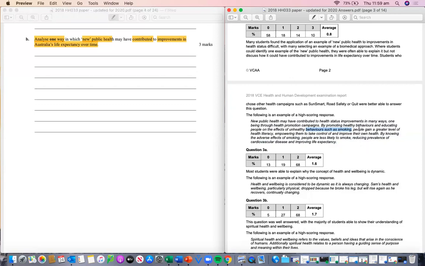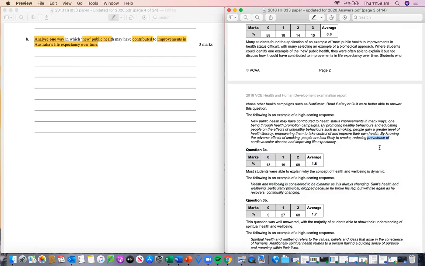Then we looked at obviously the improvement here as well. So people gaining a greater level of health literacy, again focusing on this area about taking control of their own health, and then obviously the flow-on effect. People understanding the effects of smoking are less likely to smoke, then reducing the prevalence of cardiovascular disease and improving life expectancy. So the key thing in that 3rd mark is to look at how it actually improves life expectancy over time, which comes from looking at cardiovascular disease and its prevalence. That's where you get that 3rd mark.